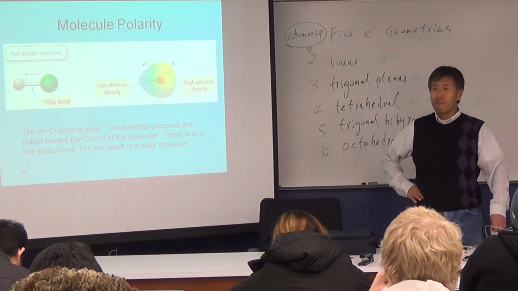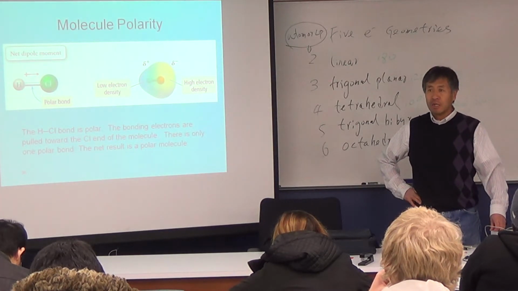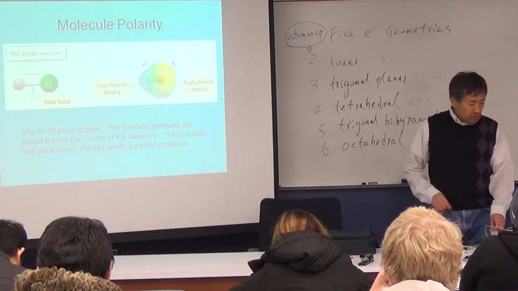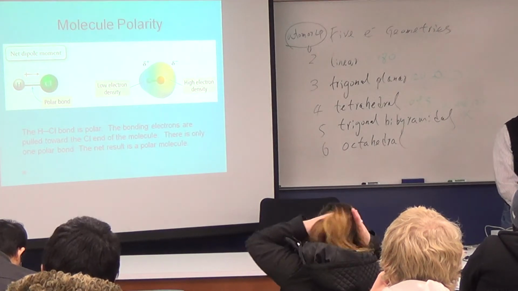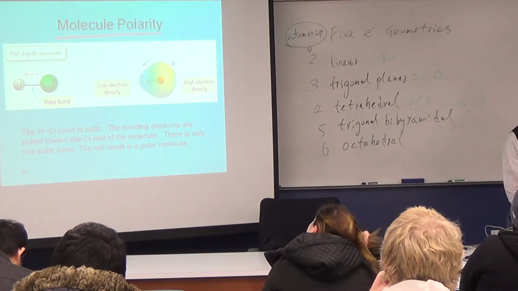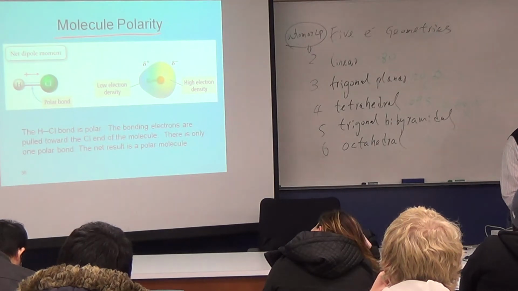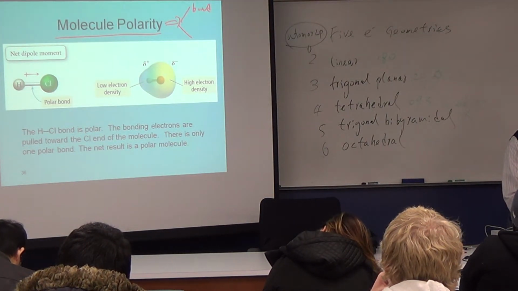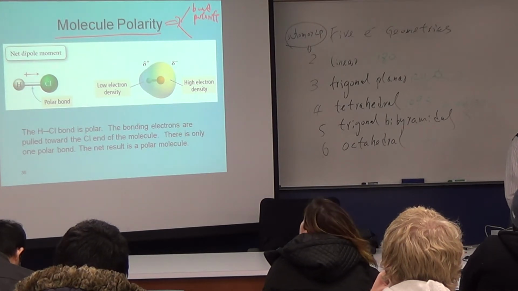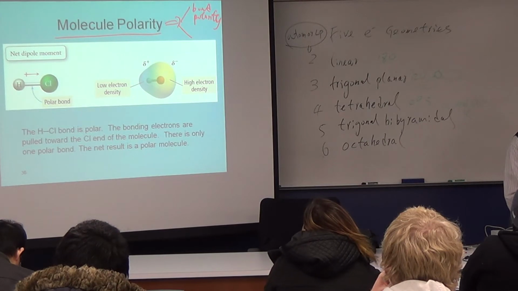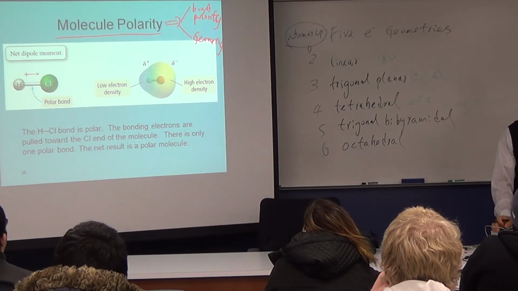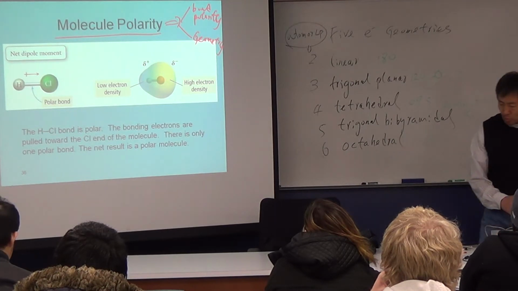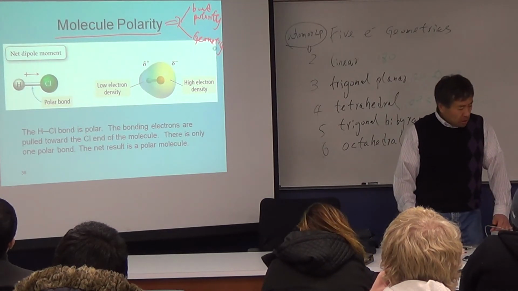Wait, so it was polar because, why was it polar? Because it had different electronegativities? Yeah, you see this section about molecular polarity. Okay? So molecular polarity depends on 2 things. Okay? It depends on bond polarity, and then it depends on the geometry.